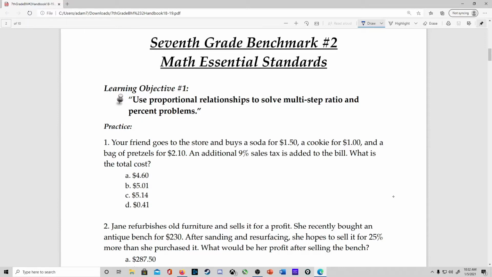So when we're looking at this problem, we know that we have to find a percentage of some total and add it to that total, right? Because it's asking for a total cost. And we know if we buy 3 items, then to find out how much that was, we just add them together. So we'll do that first.